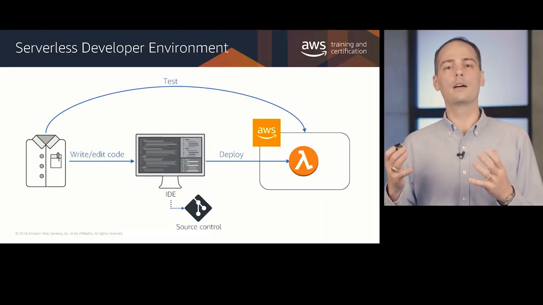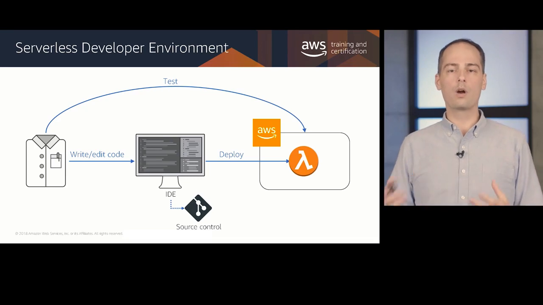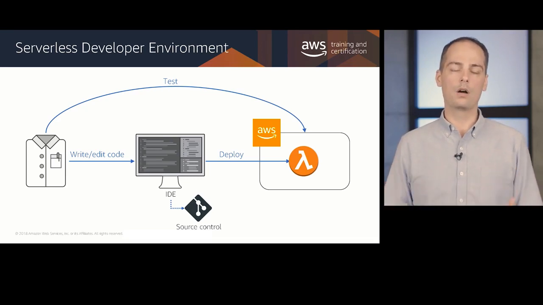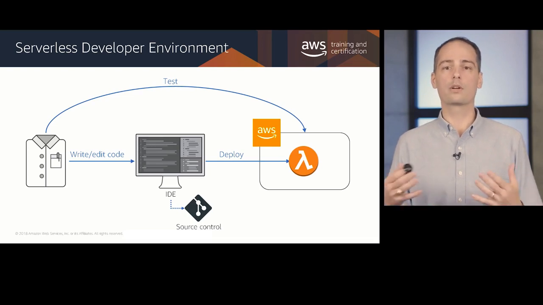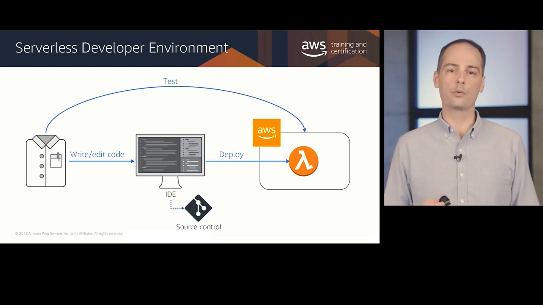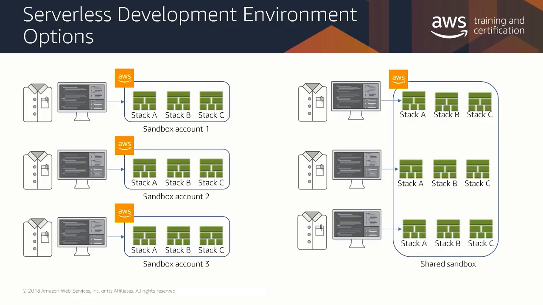Additionally, you need a deployment environment where you can run your application on the real AWS services that are going to be used in production in order to test and verify that the code that you're writing locally works the way that you expect it. There are a couple of different ways you can approach providing developers with a dedicated sandbox environment.